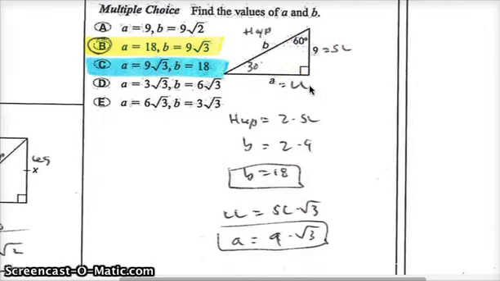Okay, so we have 2 formulas for a 30, 60, 90. The hypotenuse is equal to 2 times the short leg. The short leg is across the smallest angle, which is 30. So my short leg is 9. Substitute into my formula. My hypotenuse is B. Remember, it's across the right angle. So B is equal to 2 times 9, which is 18.